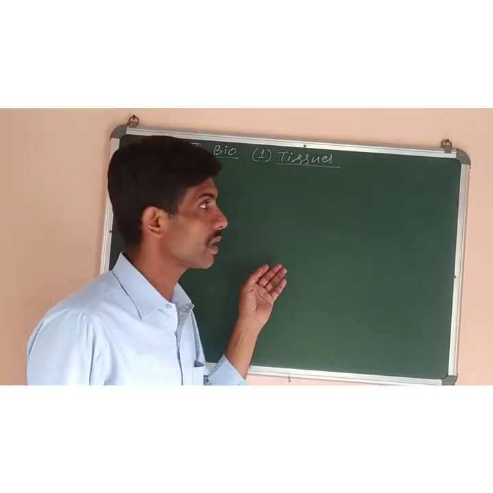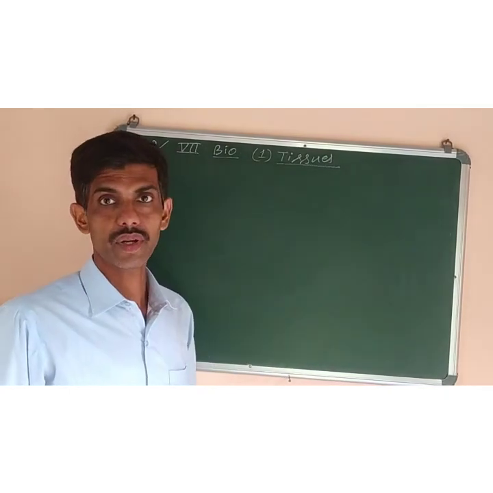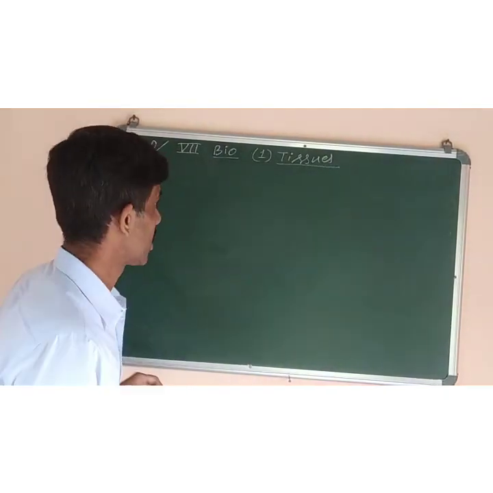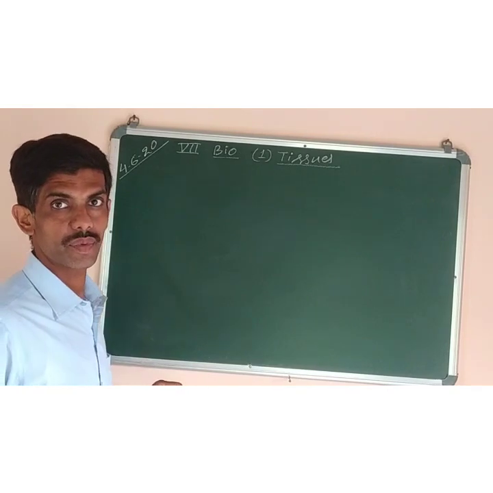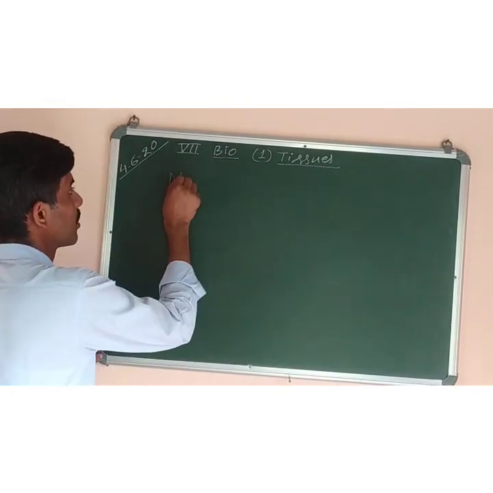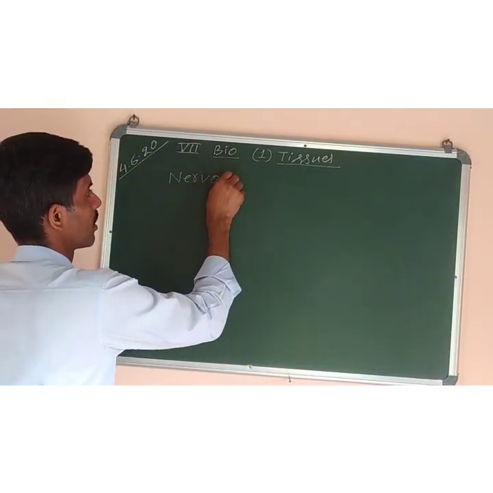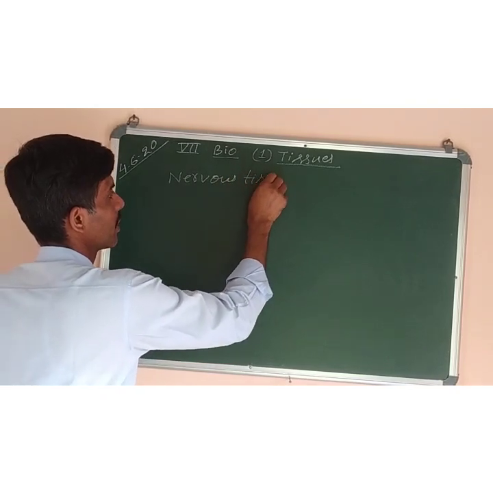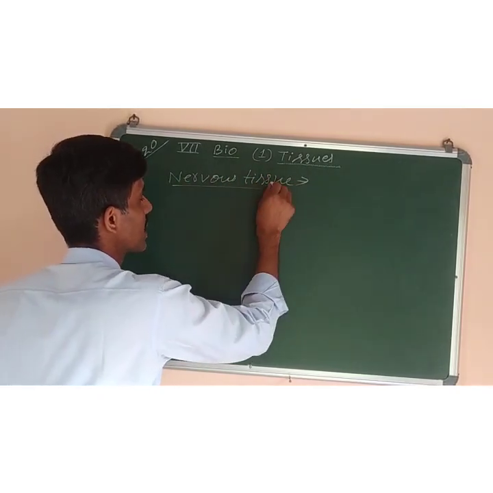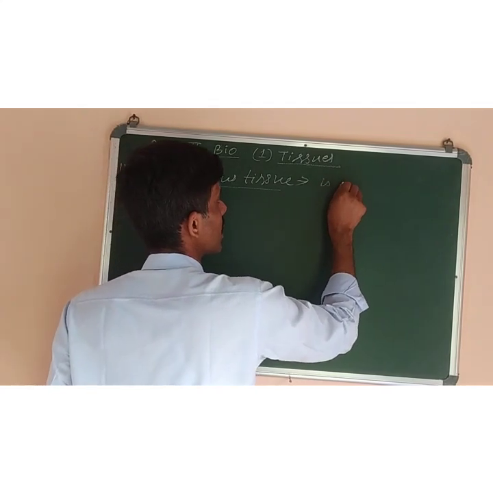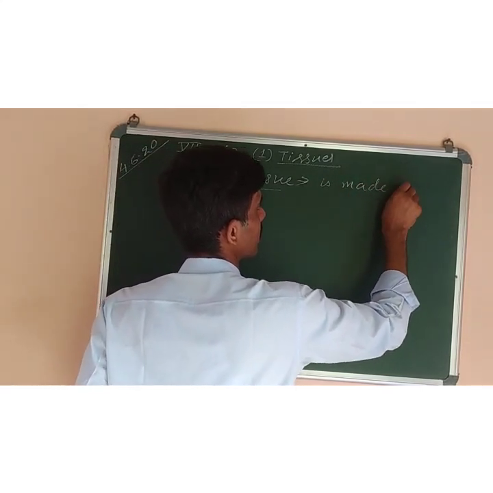Welcome back, class 7. We have to complete our first chapter. We had already studied tissues. Now today we are going to study the last of the animal tissues, that is nervous tissue. What is nervous tissue made up of? Nervous tissue is made up of nerve cells.